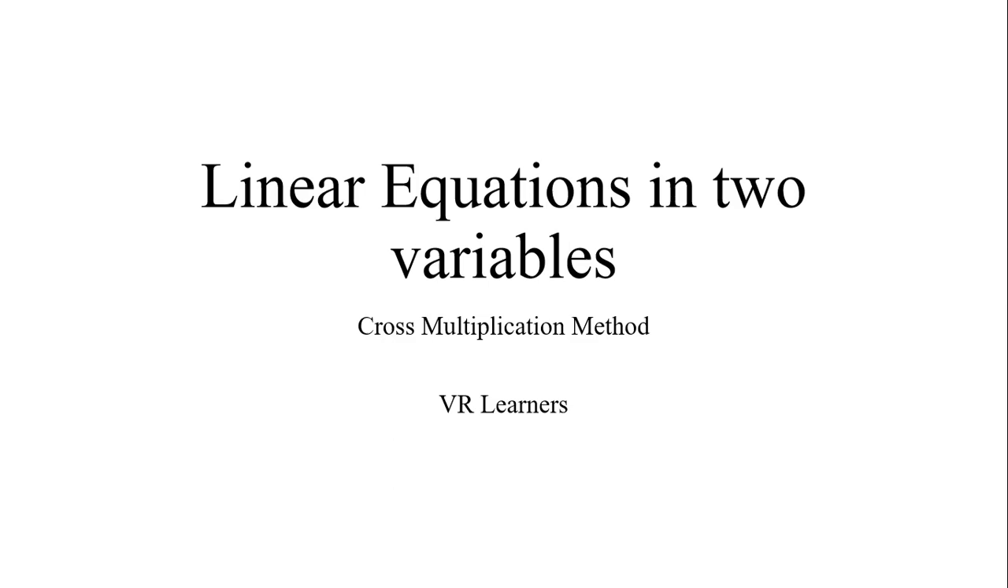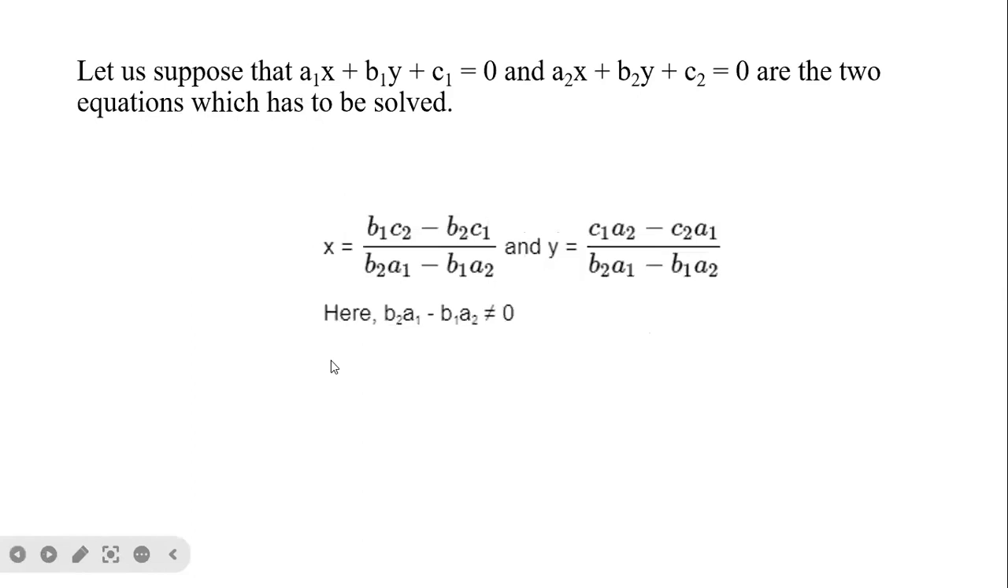So let us have this started. We need to consider two equations in order to solve linear equations in two variables. So we need to have two equations. We have a1x plus b1y plus c1 equals 0 as one such equation, and a2x plus b2y plus c2 equals 0 as another equation. And we need to solve them.